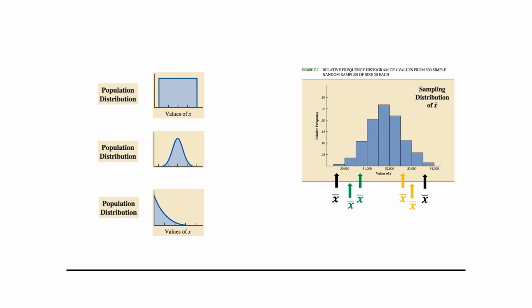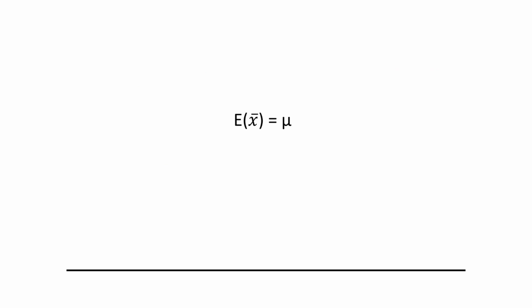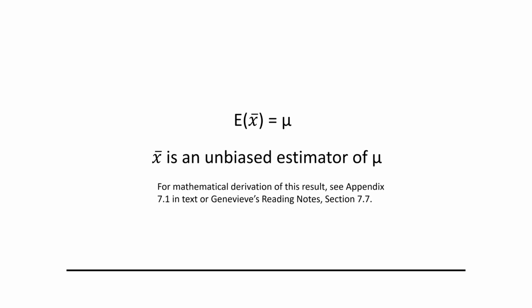So if we draw samples over and over again, each time computing the average of each sample, the average of all those averages will give us a good idea of what the population mean is. In other words, the expected value of the sample mean is the population mean. We say that x bar is an unbiased estimator of mu. And we just found this result to be intuitive. We can also easily prove it algebraically. You can find this proof in Appendix 7.1 of our text or in Genevieve's reading note.